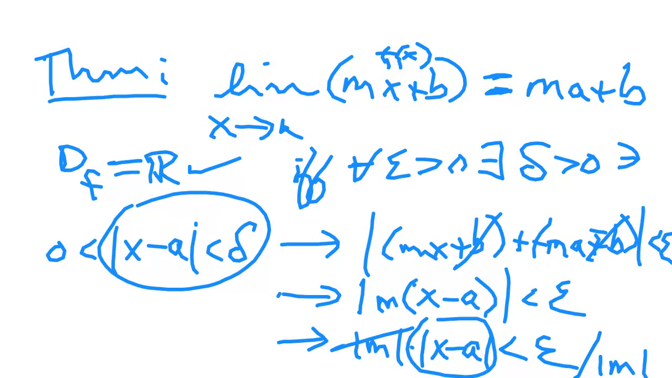Now, with that being said, does the inequality change no matter what m is? No, because you're taking the absolute value of it. So you're just dividing both sides of the inequality by a positive number, right?